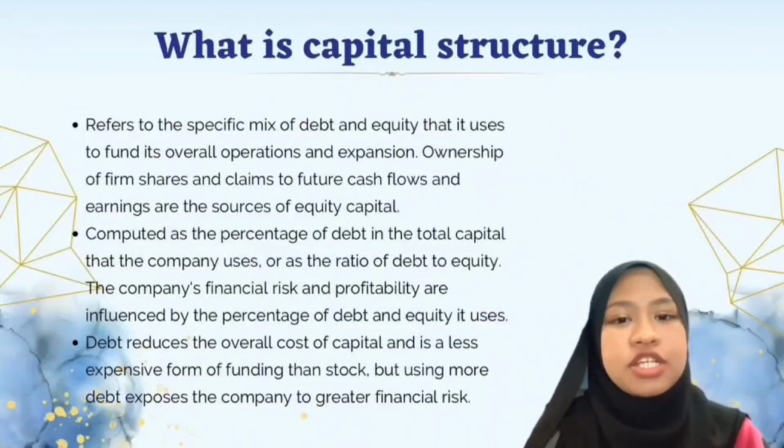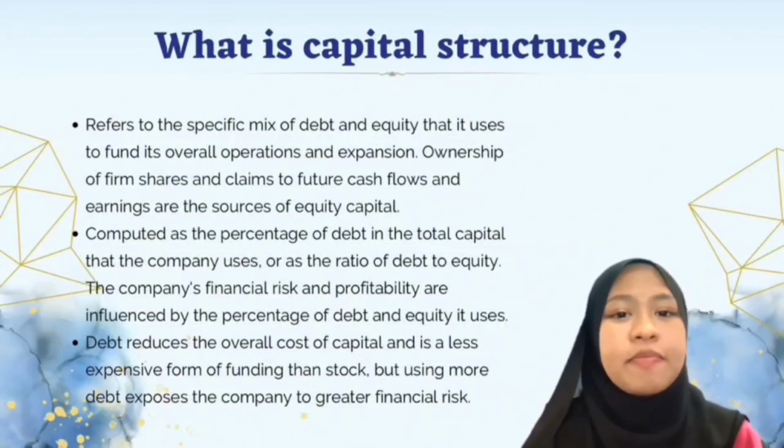The capital structure is computed as the percentage of debt in the total capital that the company uses, or as the ratio of debt to equity. The company's financial risk and profitability are influenced by the percentage of debt and equity it uses. Debt reduces the overall cost of capital and is a less expensive form of funding than stock, but using more debt exposes the company to greater financial risk.